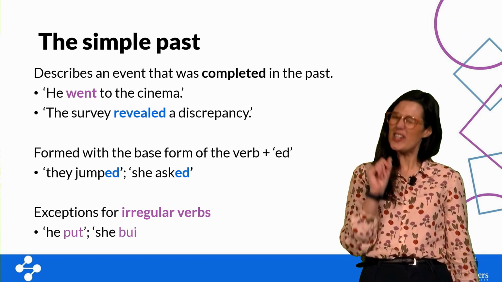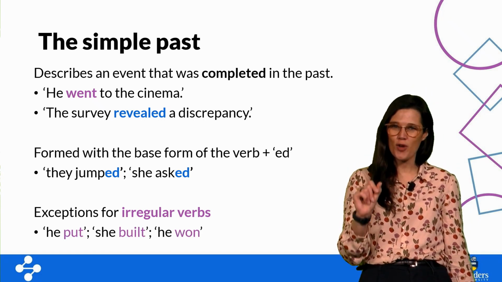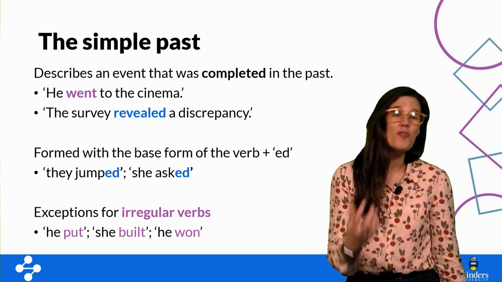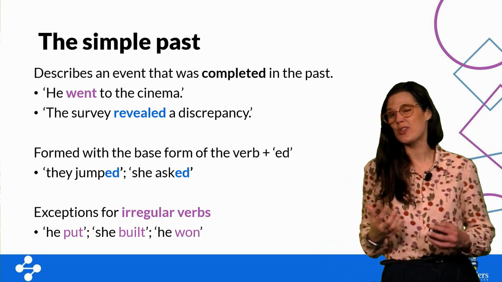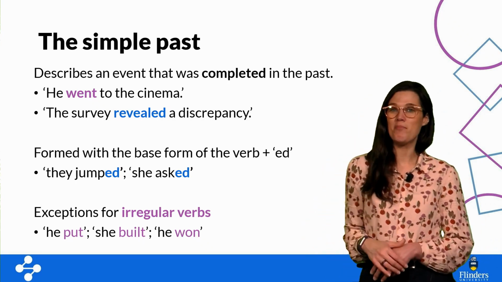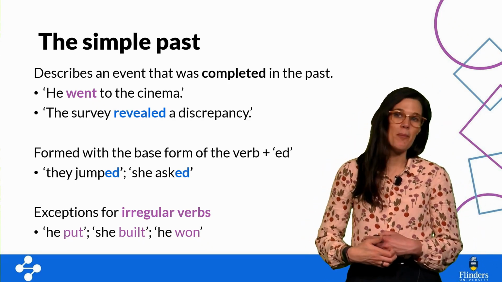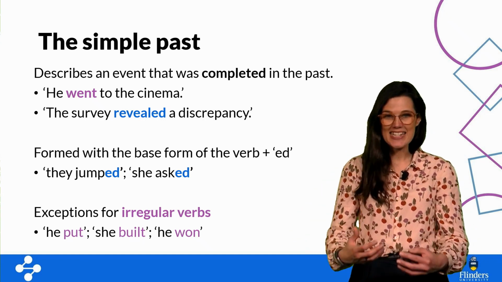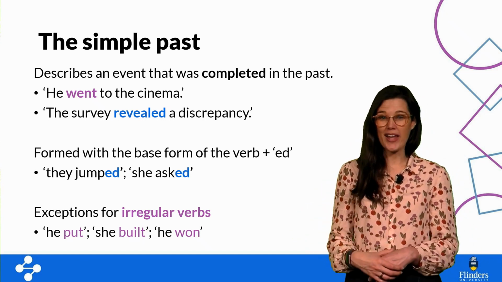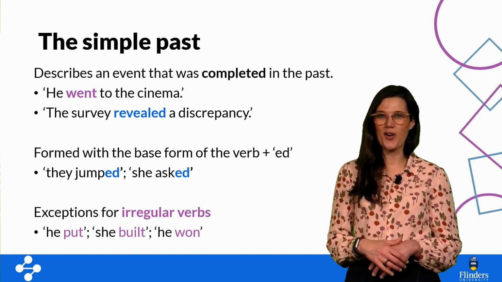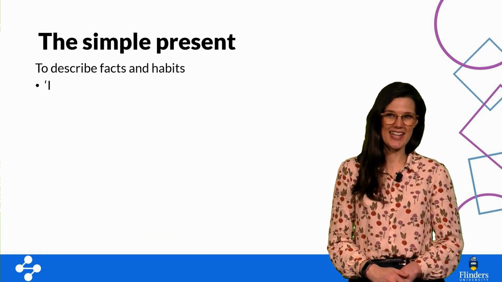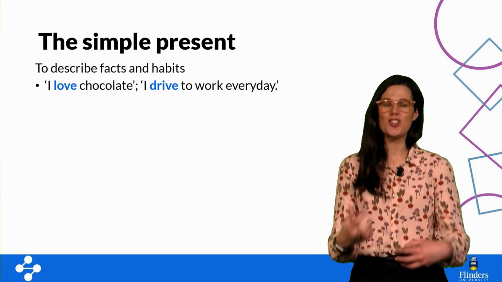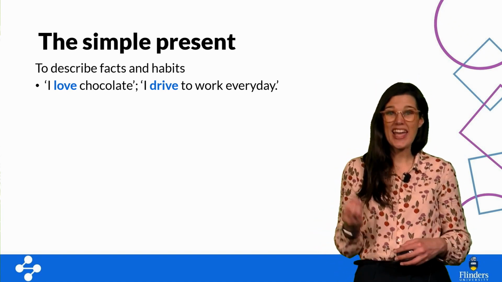But we do have a lot of irregular verbs when we're talking about the simple past tense. And unfortunately, these are verbs you just have to learn and become more familiar with. For example, he put, she built, he won. There are some patterns to these, but they vary quite a lot. So, sorry. Then we have the simple present, and this describes facts and habits. So I love chocolate, or I drive to work every day.